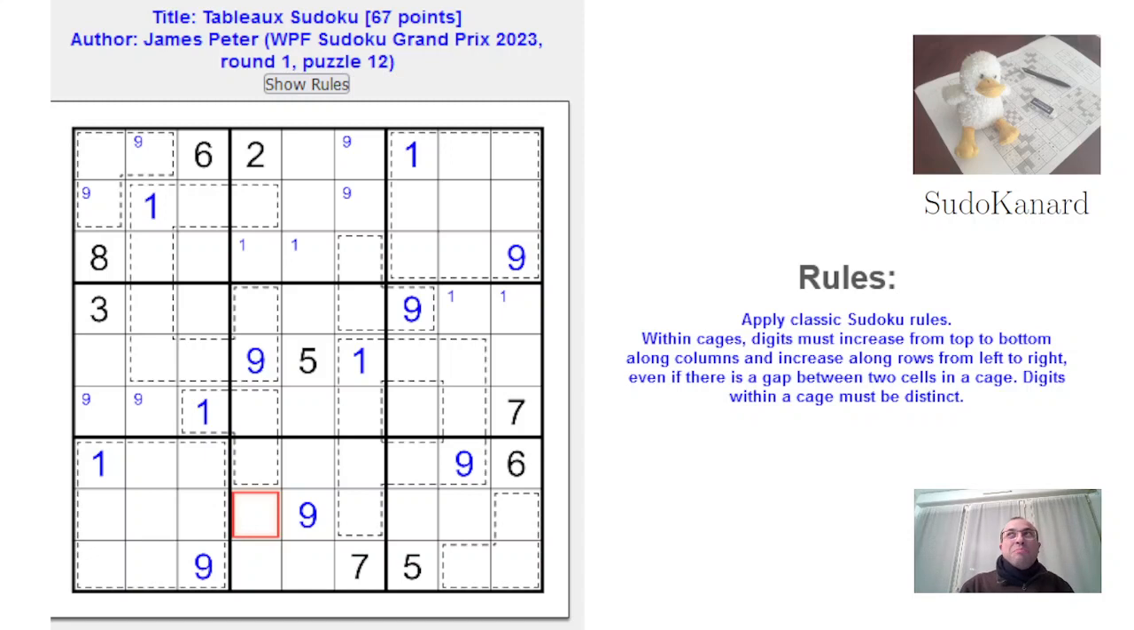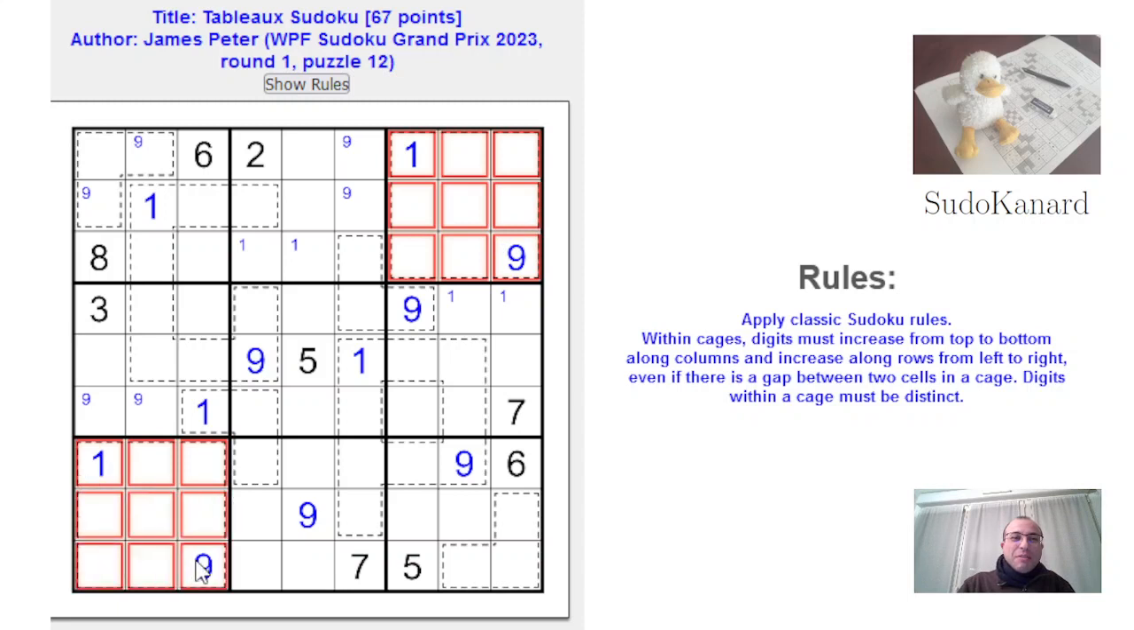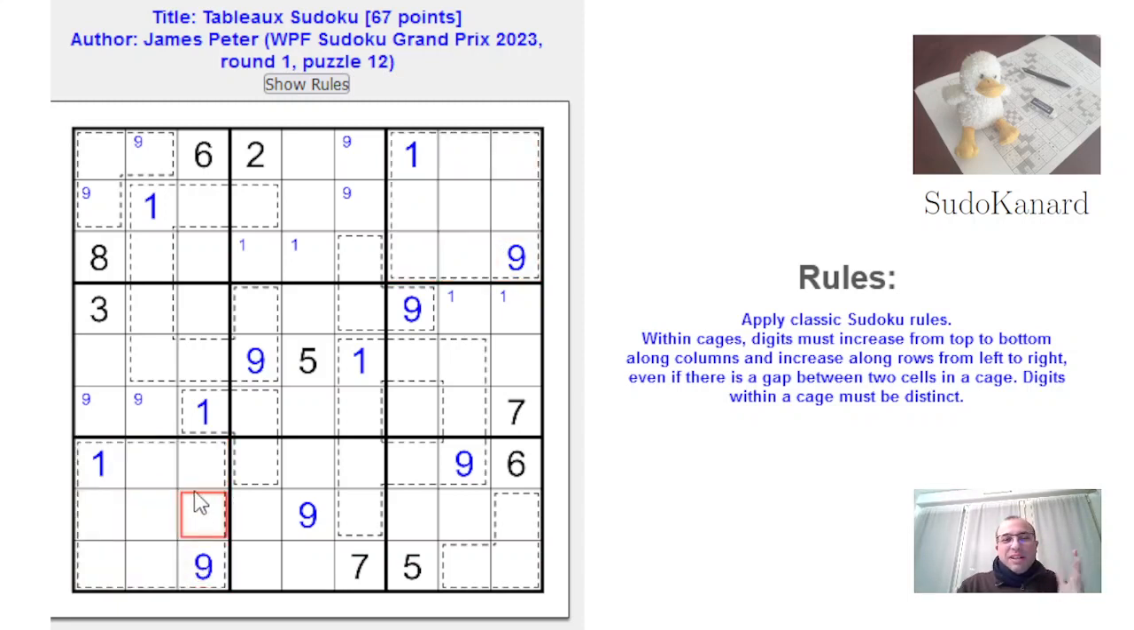I don't remember being that efficient during the contest, but that's mainly because I had missed the fact that there was such a cage. I had missed the cages in box 3 and 7. When I noticed it, it just unlocked some of the logic. Then let's get back to the bigger cages.